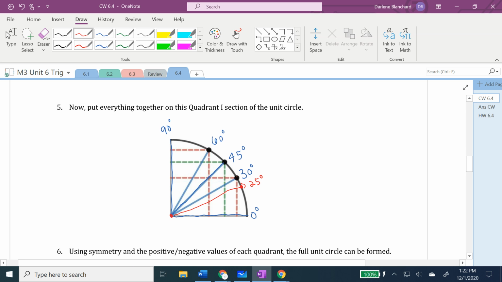This is the origin, right? We're dealing with quadrant 1. On the x-axis, I have 3 numbers here. And then because this is a unit circle, this x-coordinate is 1. Now, this x-coordinate is 1/2. This one is root 2 over 2, and this one is root 3 over 2.